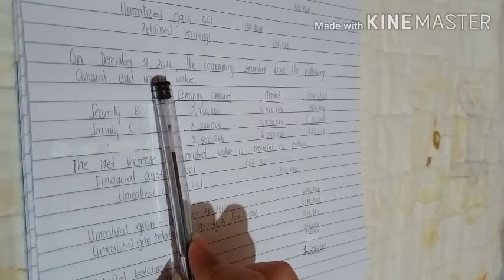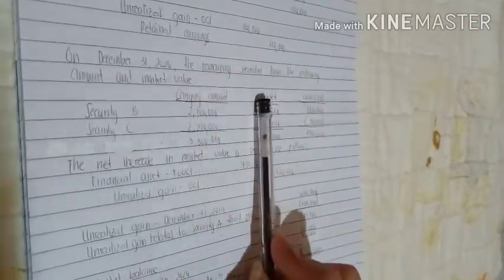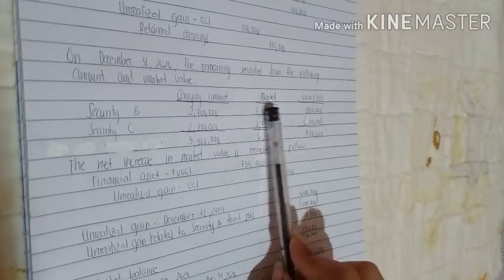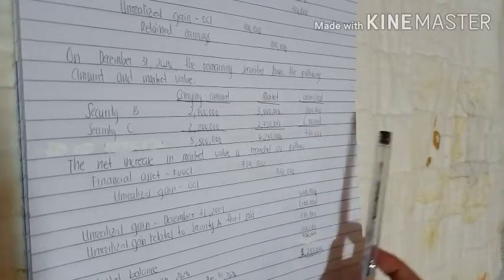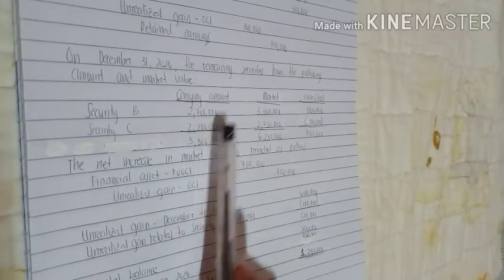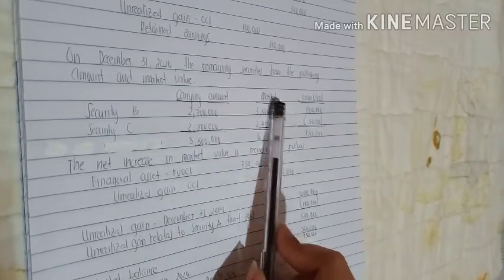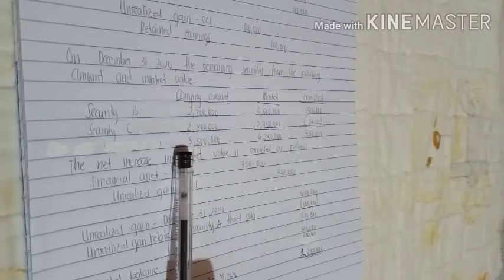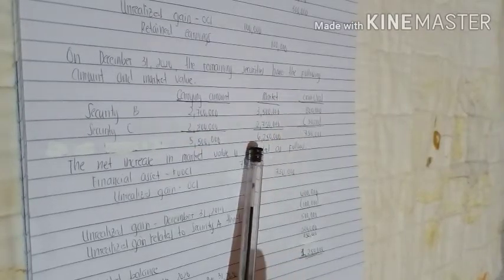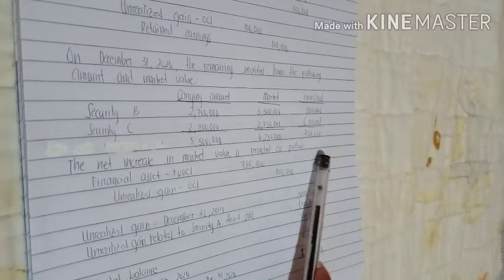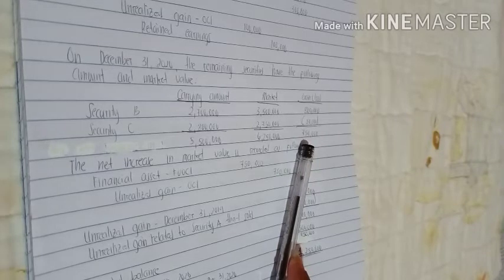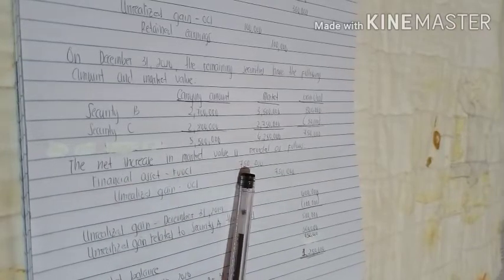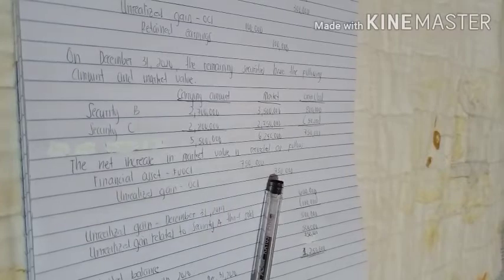On December 31, 2020, the remaining securities have the following amount and market value. Security B, 2,700,000 carrying amount, 3,500,000 market, and 800,000 gain or loss. Security C, 2,800,000 carrying amount, 2,750,000 market, and negative 50,000 gain or loss. Our carrying amount total is 5,500,000 and the total market is 6,250,000 and total gain or loss is 750,000. The net increase in market value is recorded as follows. Debit financial asset FVOCI 750,000 and credit unrealized gain OCI 750,000.